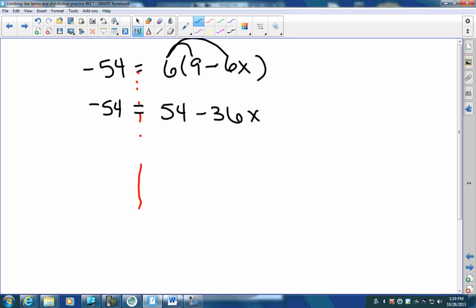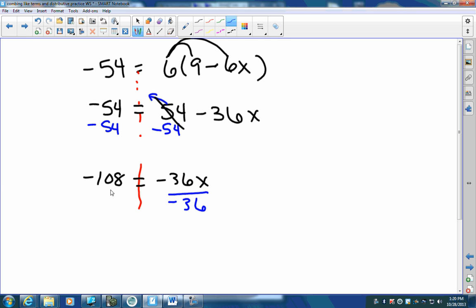So we just did the distributive property, which is the lesson that we were doing today. Now we just do our two-step equations that we should have known how to already solve from earlier in the year. I need to move this 54 over to the left, so I'm going to subtract 54 from each side. And I'm going to get negative 108 equals, this makes 0, negative 36x. Now I divide by negative 36.